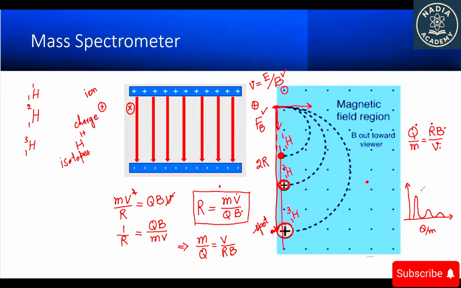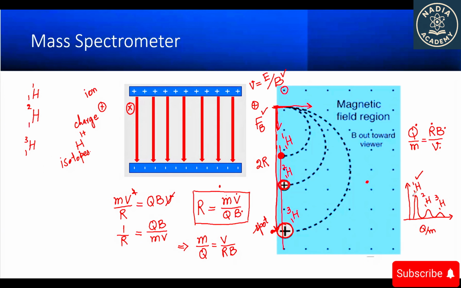For example, just for understanding, this peak indicates hydrogen 1 1, and this one is hydrogen 1 2. The third peak is hydrogen 1 3. Now you can see that the peak of hydrogen 1 1 is bigger compared to the peak of hydrogen 1 2, and the peak of hydrogen 1 2 is bigger than the peak of hydrogen 1 3. It means that in nature, this graph says that this isotope is abundant, meaning it is more available compared to other isotopes.